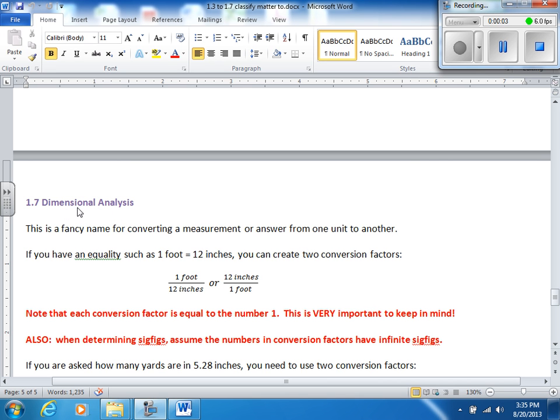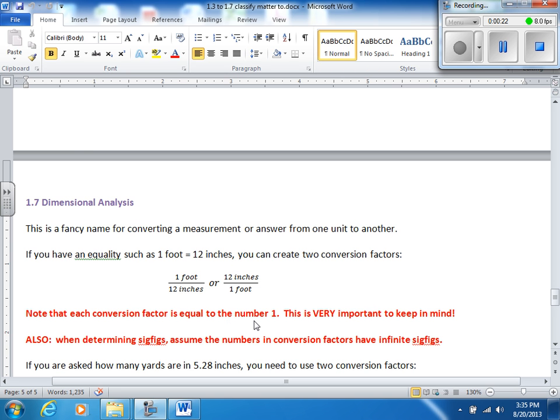So dimensional analysis. This is a fancy name. It looks silly, but this is just the analysis of units. Fancy name for converting a measurement or answer from one unit to another. So usually you have an equality, like 1 foot is 12 inches. And these are called conversion factors.